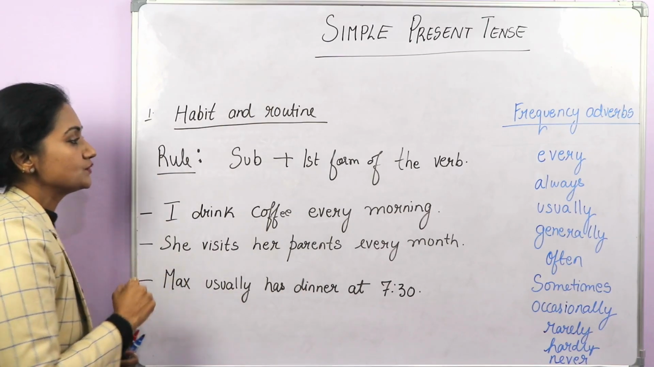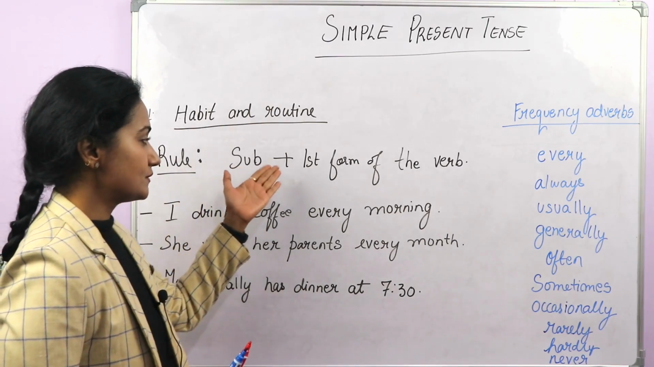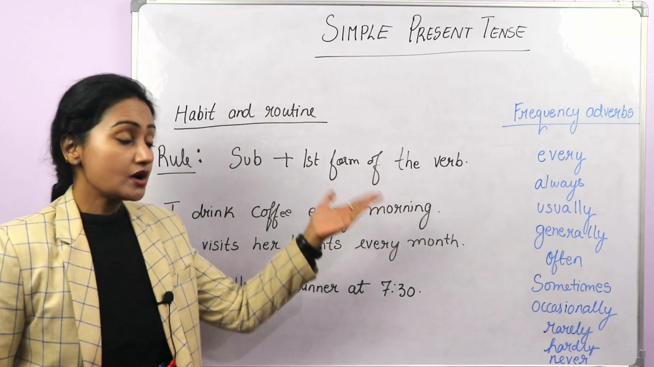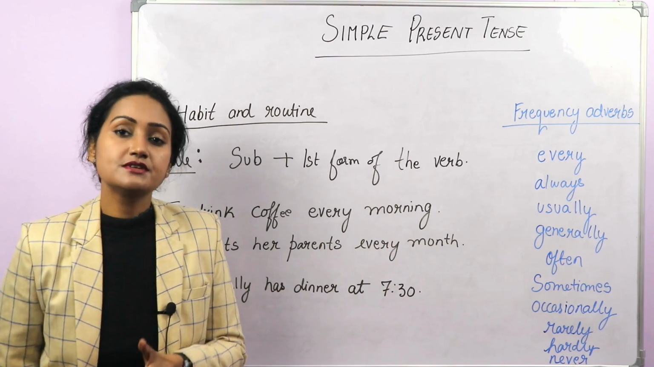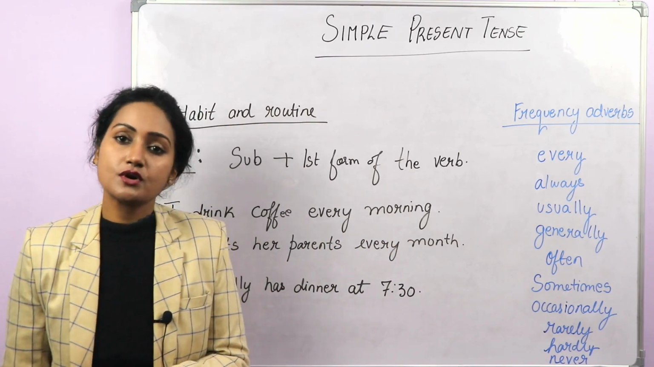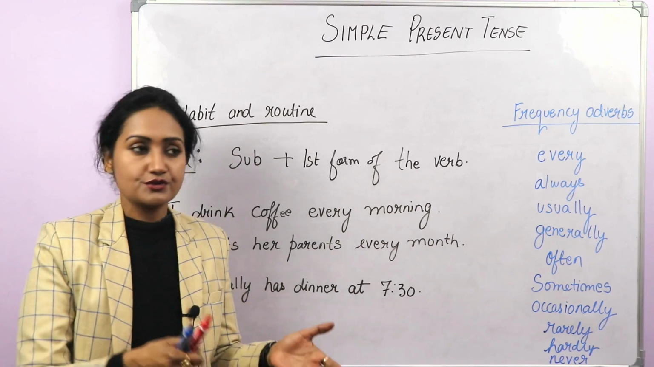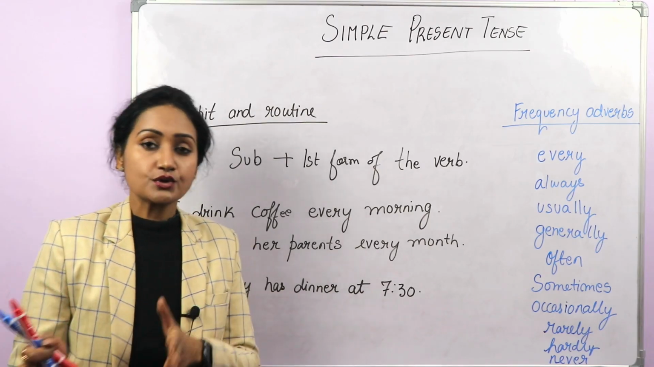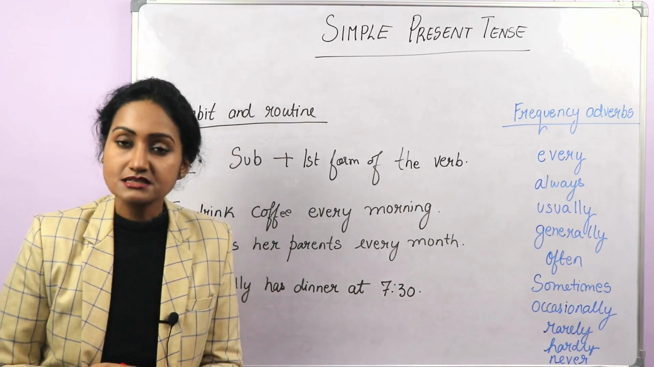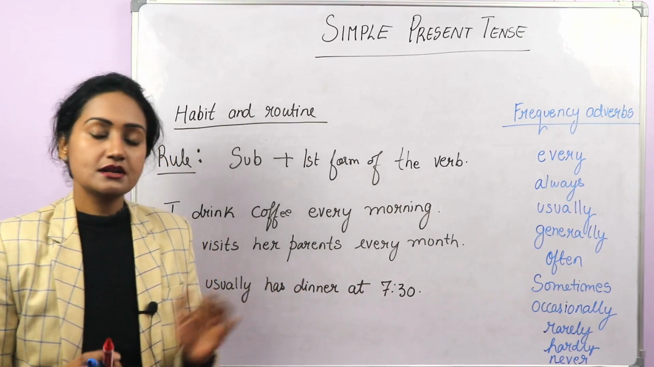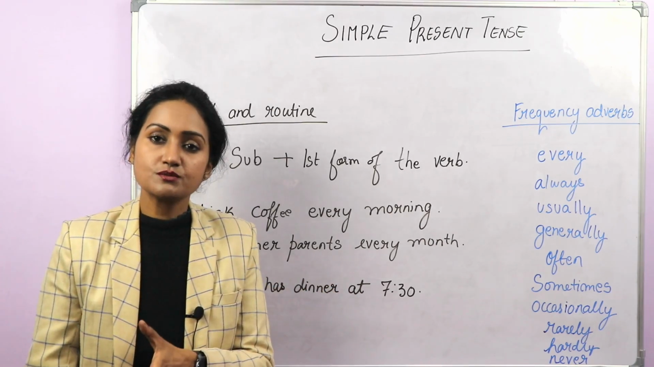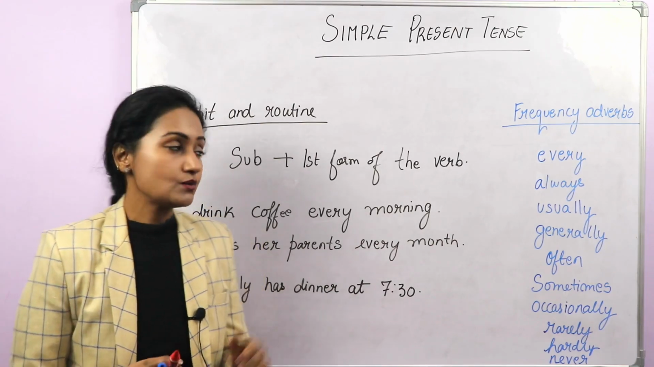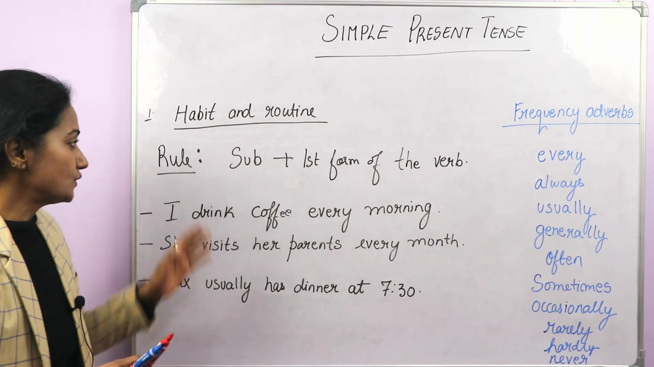First, I want to tell you the rule. The rule is subject plus first form of the verb. Now, I have made many videos on verbs, different types of verbs and different forms of verbs like first form, second form, third form, everything. For those who have not watched my videos yet, I will mention the link in the description box and you can go through all the videos so that you do not have any kind of confusion while doing this. Okay, so this is the rule.